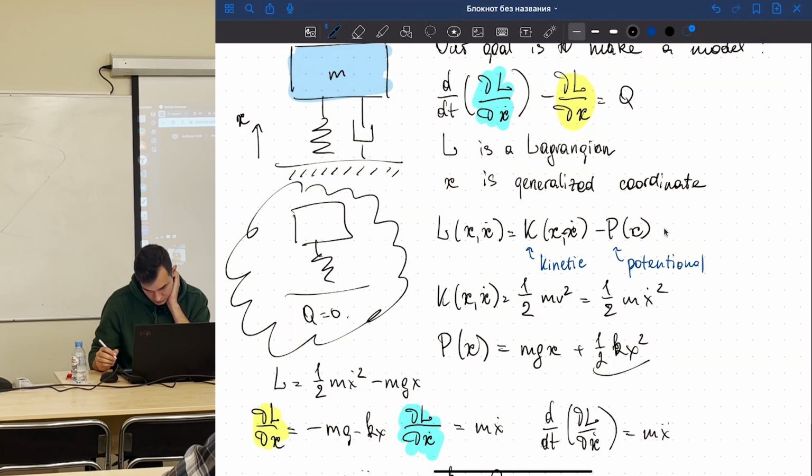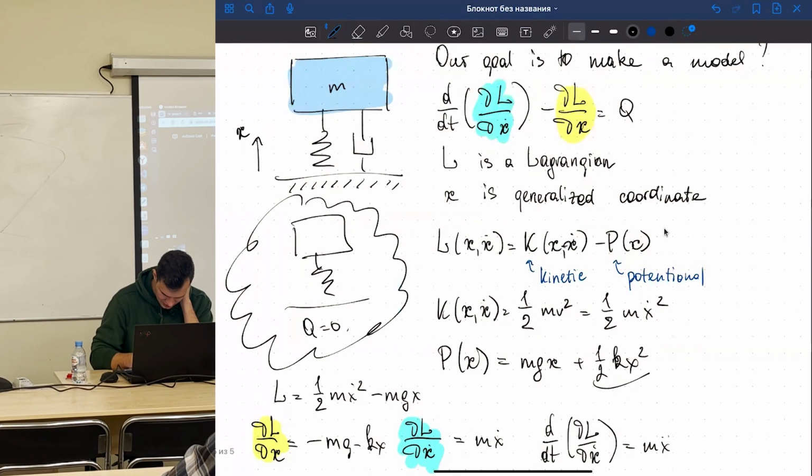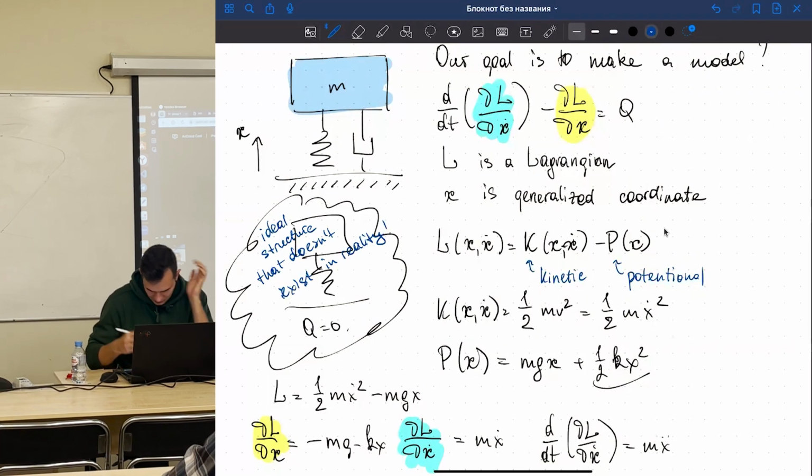So this added damper is the way we model external forces. This is something that I draw. It's an ideal structure that doesn't exist in reality. It is our model, and this is why we model the damper.